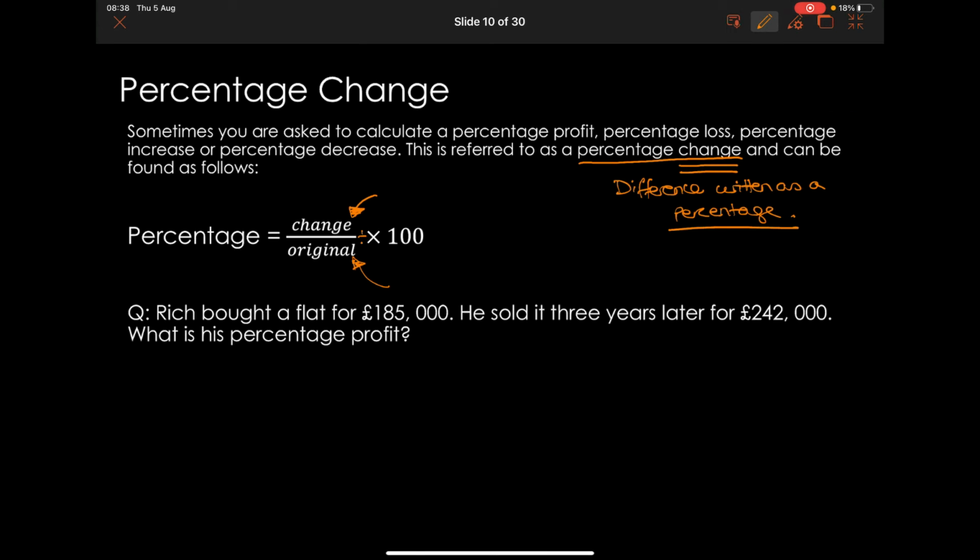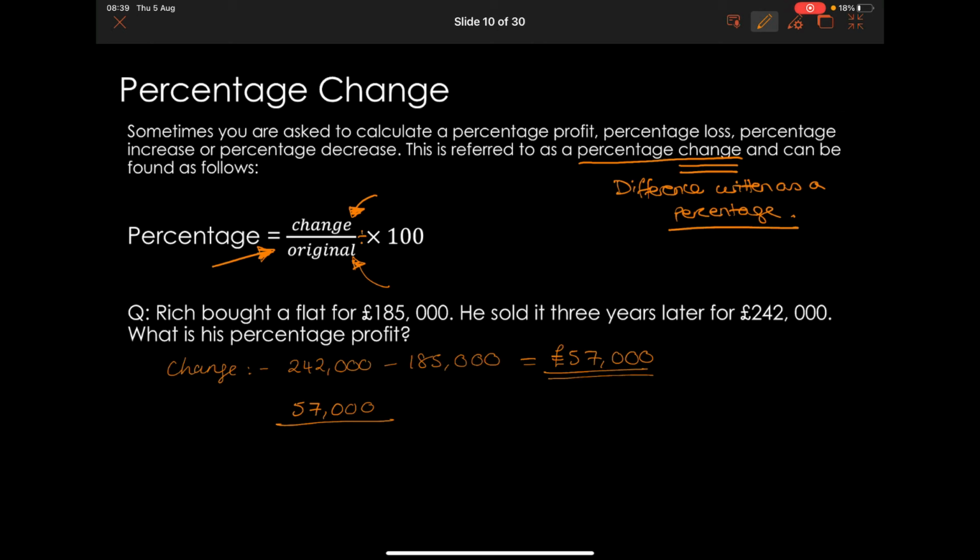Rich bought a flat for £185,000. He sold it 3 years later for £242,000. What is his percentage profit? Okay, well, the first thing we need to know is the change. So the difference. So we need to do 242,000, take away 185,000. Now that gives us £57,000. That's the change.